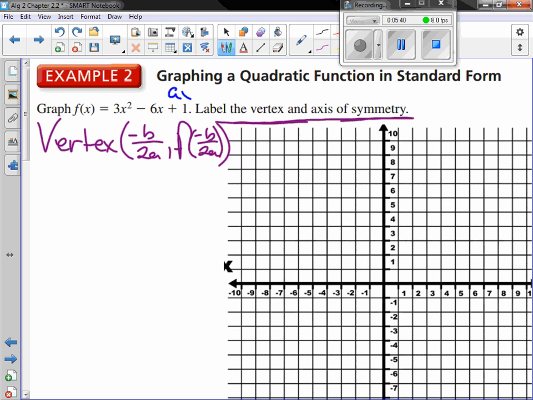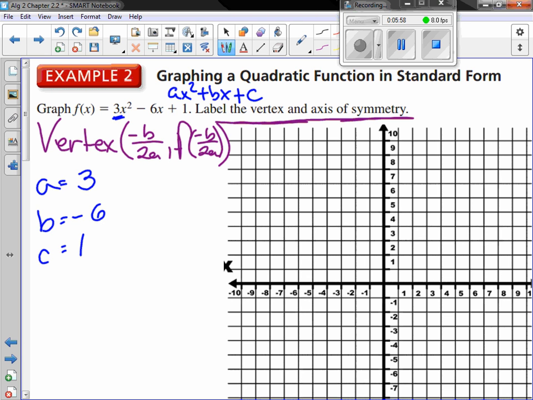Now, our normal function is ax squared plus bx plus c, yes? A, b, and c. So what matches up with a? 3, b would be negative 6, and c is 1.